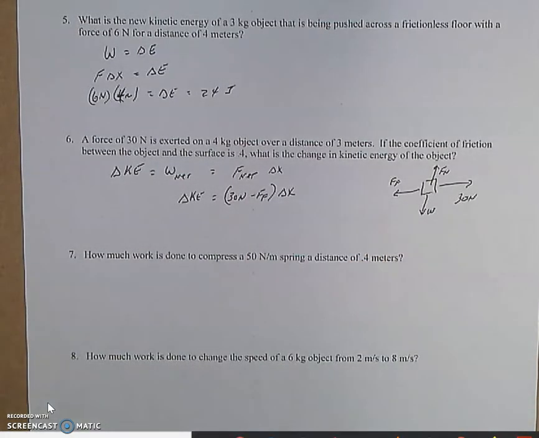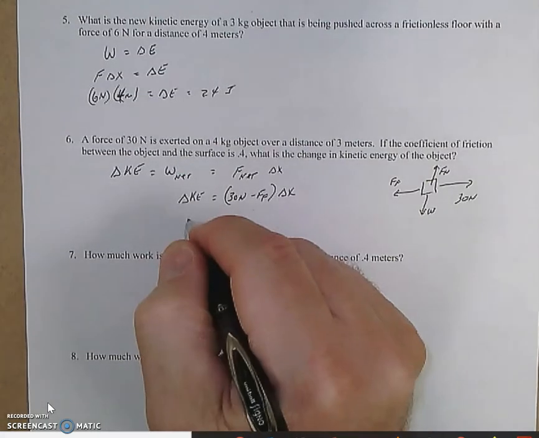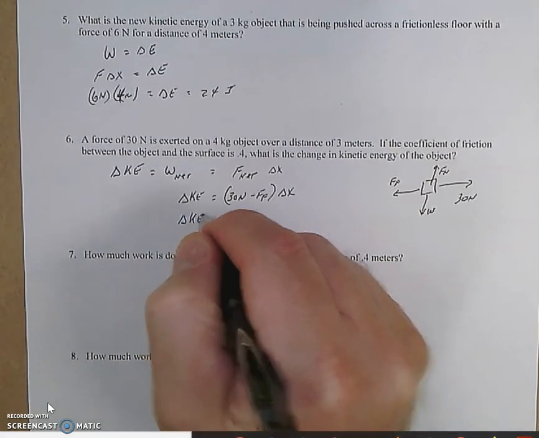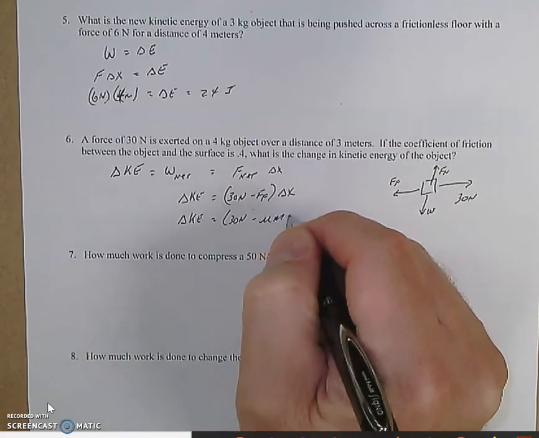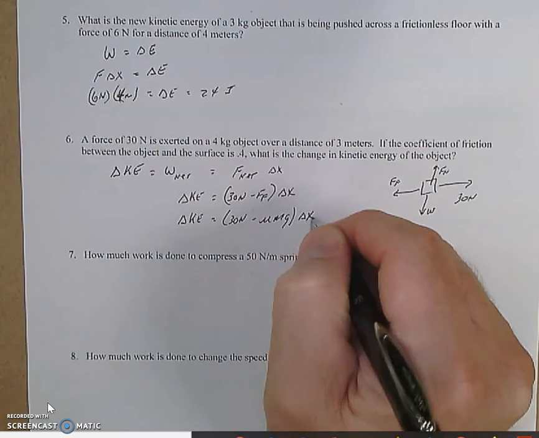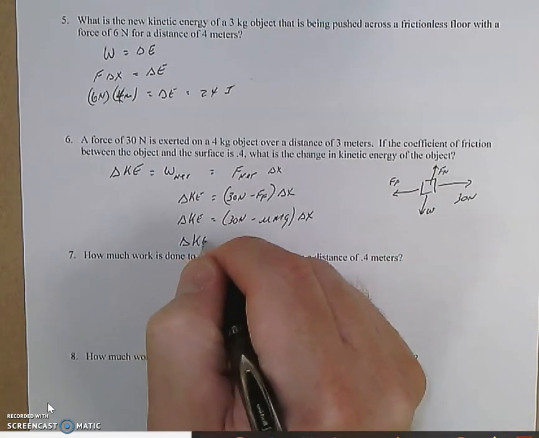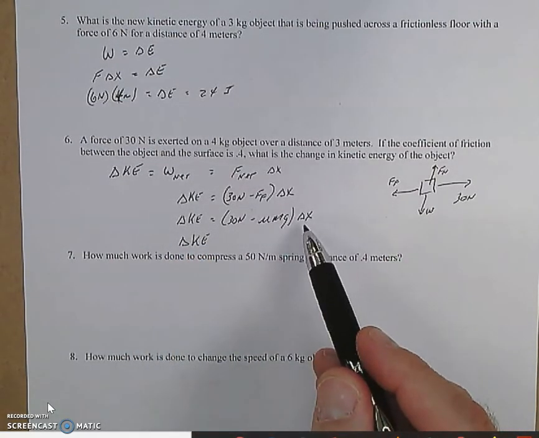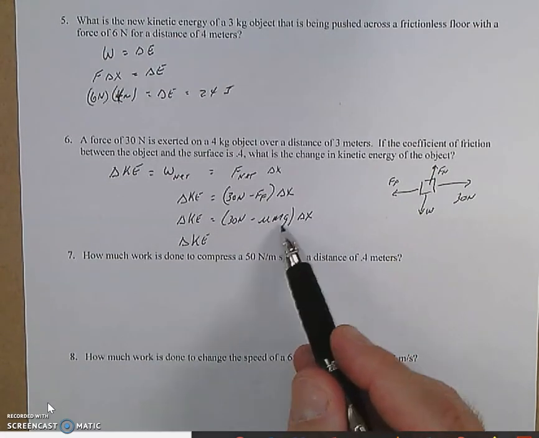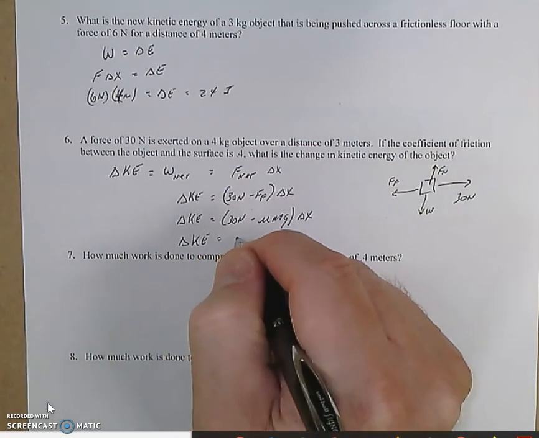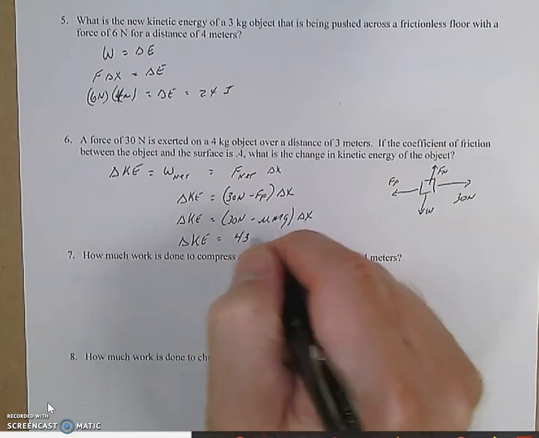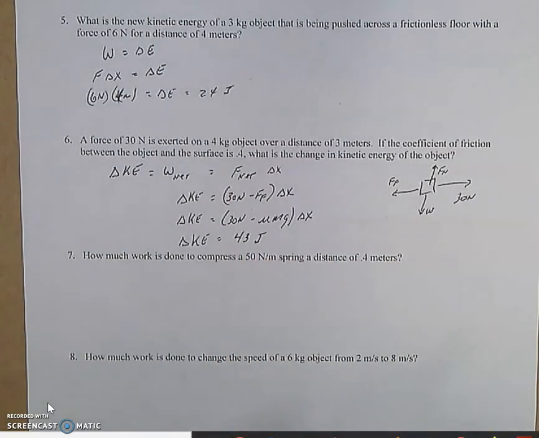I don't know the friction force, but I could calculate it. It's mu times m times g, or mu times the normal force. So 30 newtons minus mu times m times g, times delta x, gives me the change in kinetic energy. Delta x is 3 meters, g is 9.8, m is 4, mu is 0.4. My change in kinetic energy becomes basically 43 joules. 42 and a lot of change.